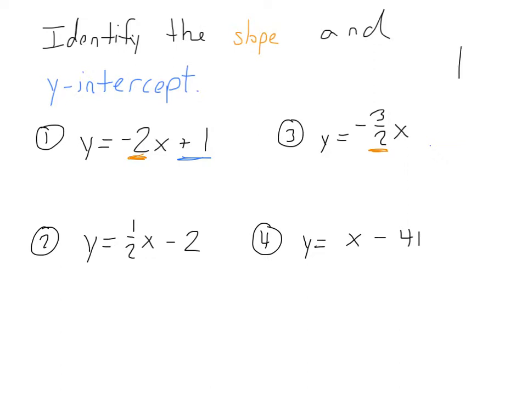We cross the y-axis right there. Down here, slope is 1/2. The y-intercept is -2. And over here, what's the slope on this one? There's nothing in front of the x, except we know there's actually an invisible 1. So 1 is our slope, and our y-intercept is -1.